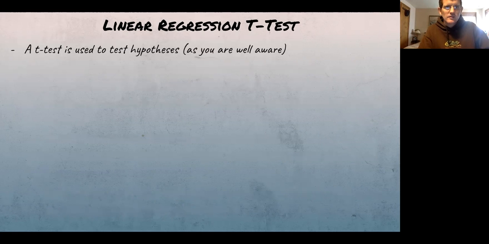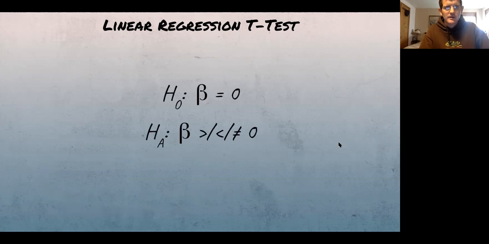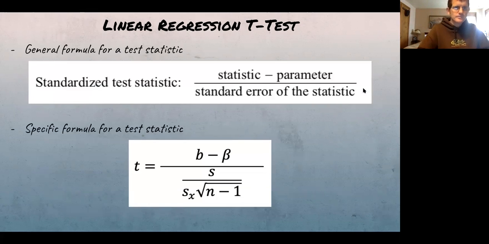Anyways, these are the hypotheses that we've got. So beta is equal to 0, and then you pick one of these 3: beta is greater than, less than, or not equal to 0. And that's just a nice reference for you to come back to for your linear regression.